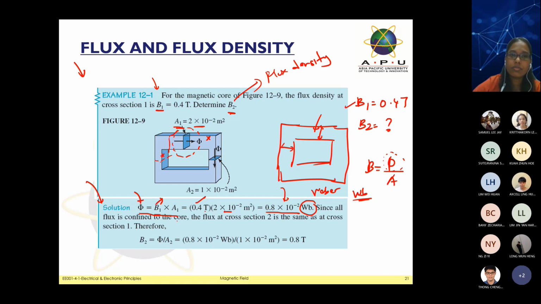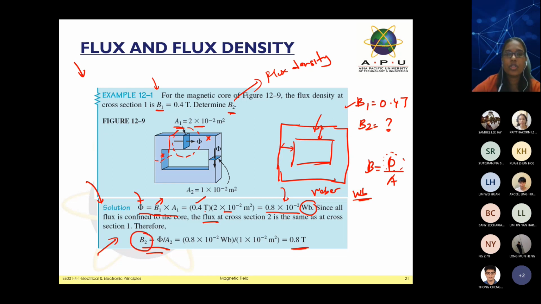Since all the flux is confined to the core, the flux at cross section 2 is the same as at cross section 1. Take note, they already specify cross section 1 and cross section 2, and it is the same flux. So when they say the same flux, you use the same value. Even without the solutions, you can also work out that the flux will be the same. So you just substitute into the formula and you can get the last answer.